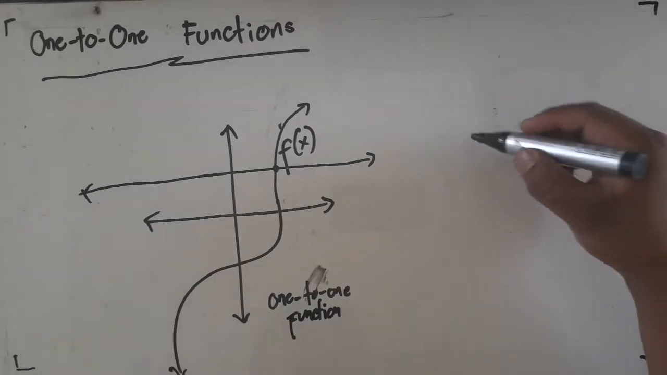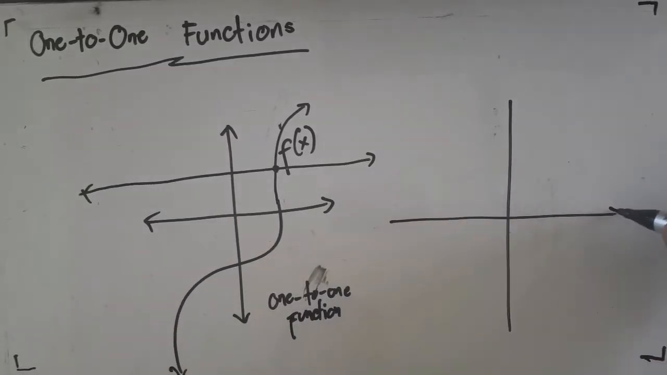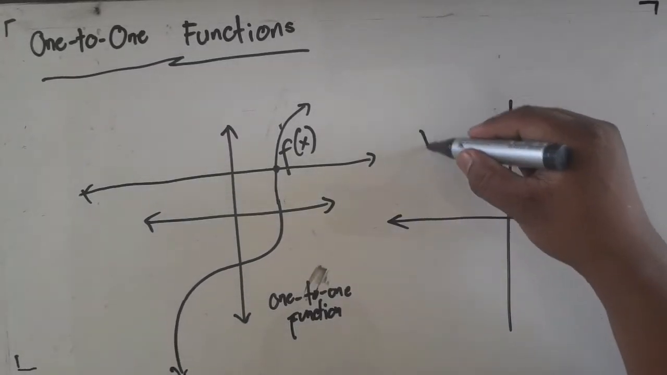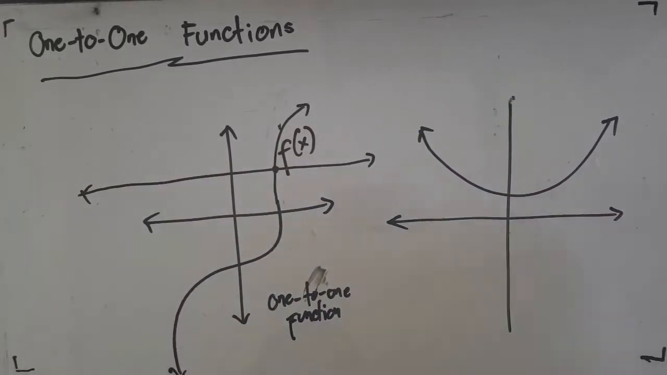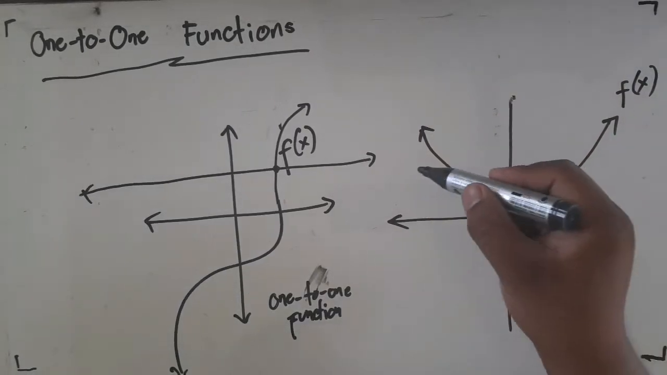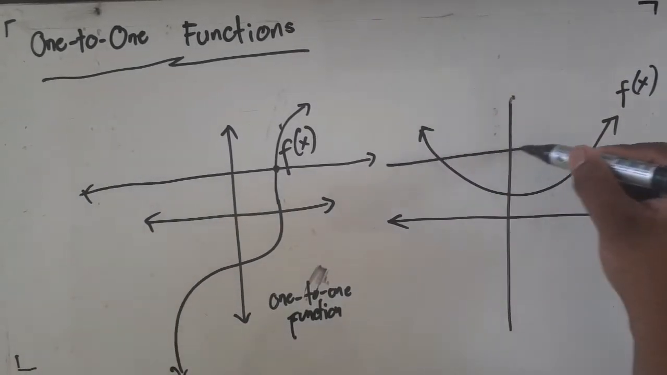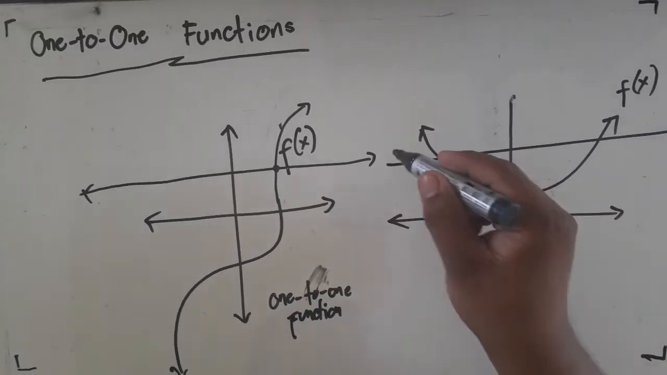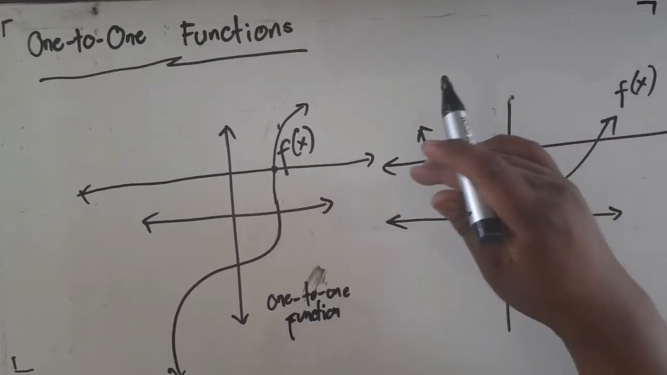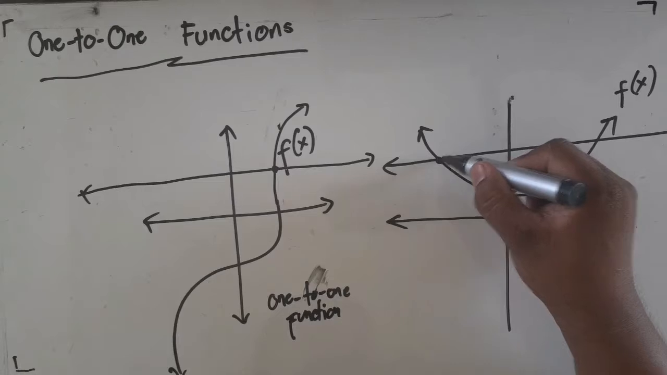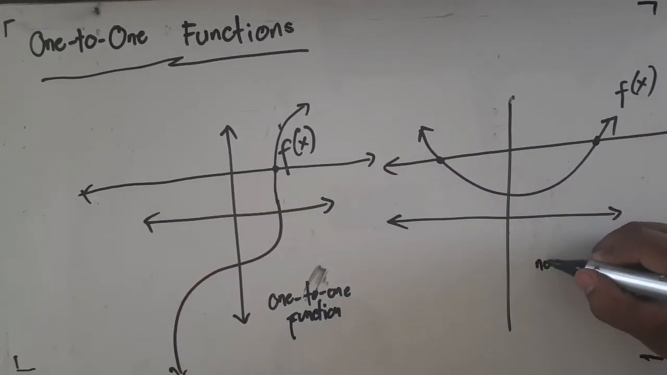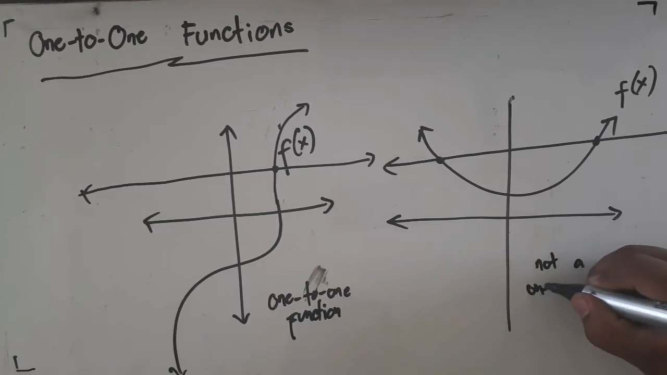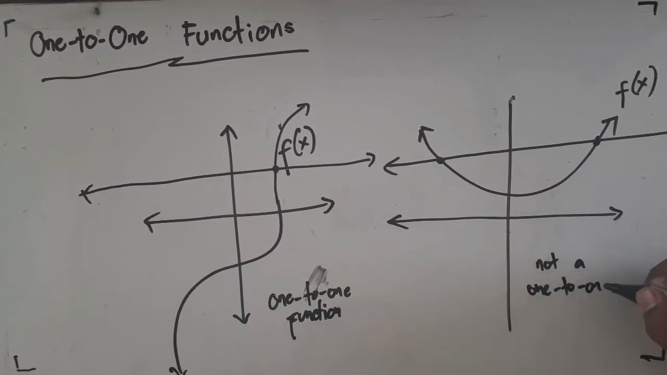Another graph of a function is this one. Say for example this function, a parabola. Clearly, if we do the horizontal line test, there are two intersecting points. So this is not a one-to-one function.